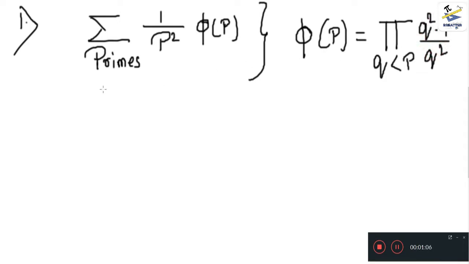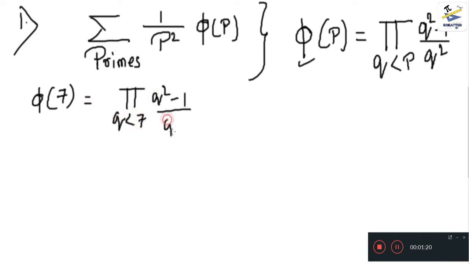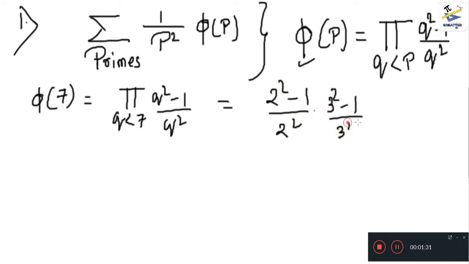Now let's have a look at what this exactly means. If we had phi of 7, let's say, so this should have been q less than 7, product of (q square minus 1) by q square. Now how many primes are there? 2, 3 and 5, right? So this should be (2 square minus 1 by 2 square) into (3 square minus 1 by 3 square), excuse me, into (5 square minus 1 by 5 square). So this should be phi of 7.